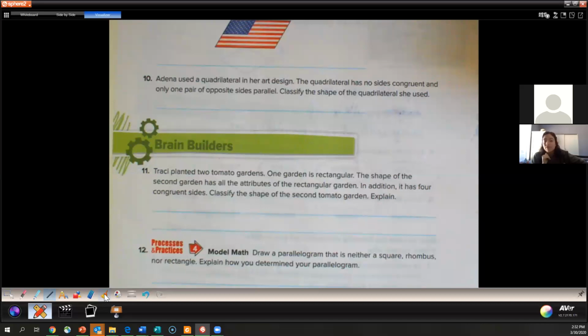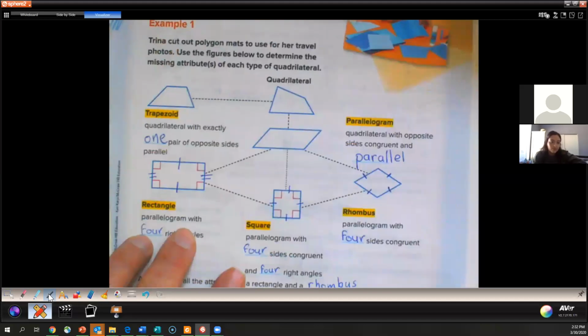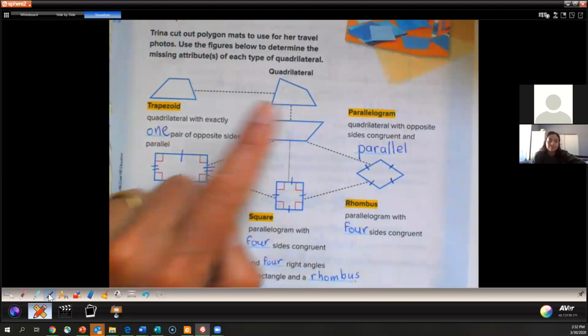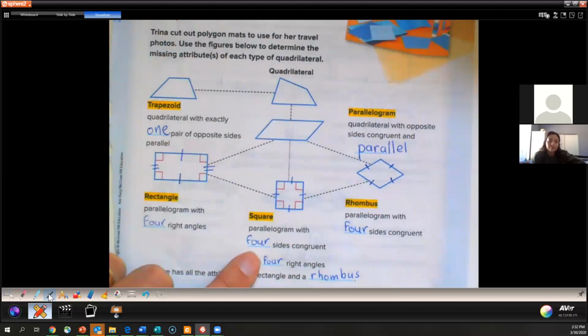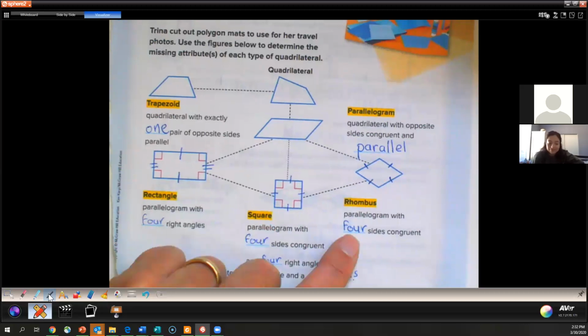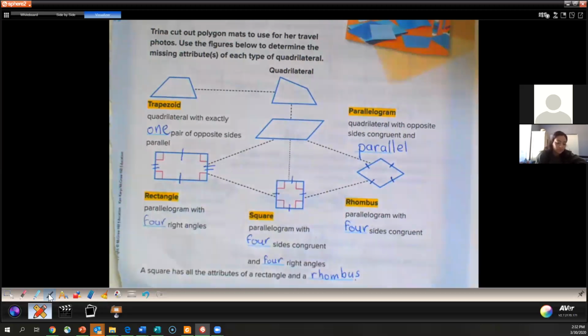So let's look at that first chunk. It says the quadrilateral has no sides congruent. Now, boys and girls, congruent means same size and same shape. So let's go ahead and look at our chart. And it could be a quadrilateral or a trapezoid because square has congruent sides, and rhombus has congruent sides, and parallelogram has congruent sides. What should we do? So we want to look at one that does not have congruent sides.